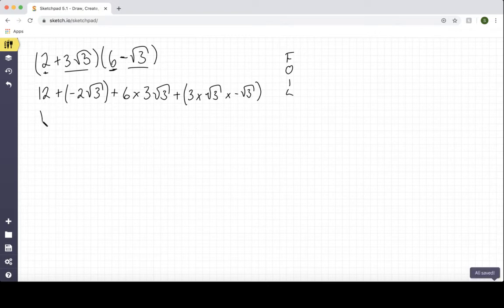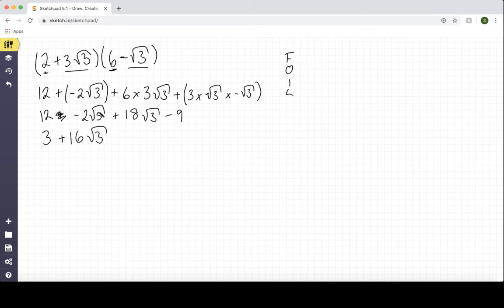Okay, so here we get 12. Let's change this to minus 2 root 3 plus 6 times 3 is 18, so this is going to be 18 root 3. And then we've got 3 times the square root of 3 times minus the square root of 3. So root 3 times root 3 is going to be 3. So it's going to be 3 times minus 3, which is minus 9. Okay, so this is going to give us, well, we've got 12 minus 9, which is 3, plus 16 times the square root of 3.